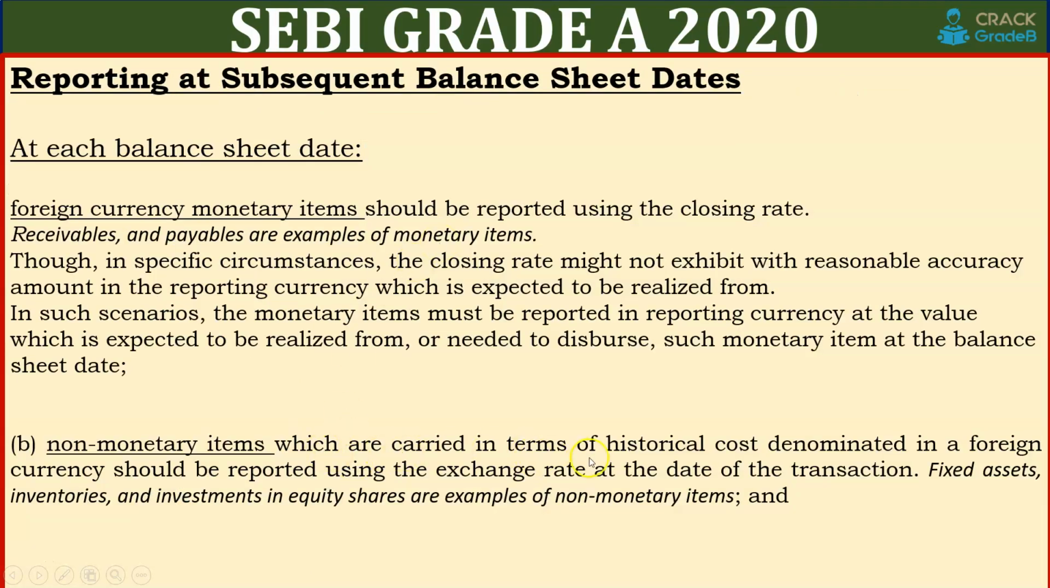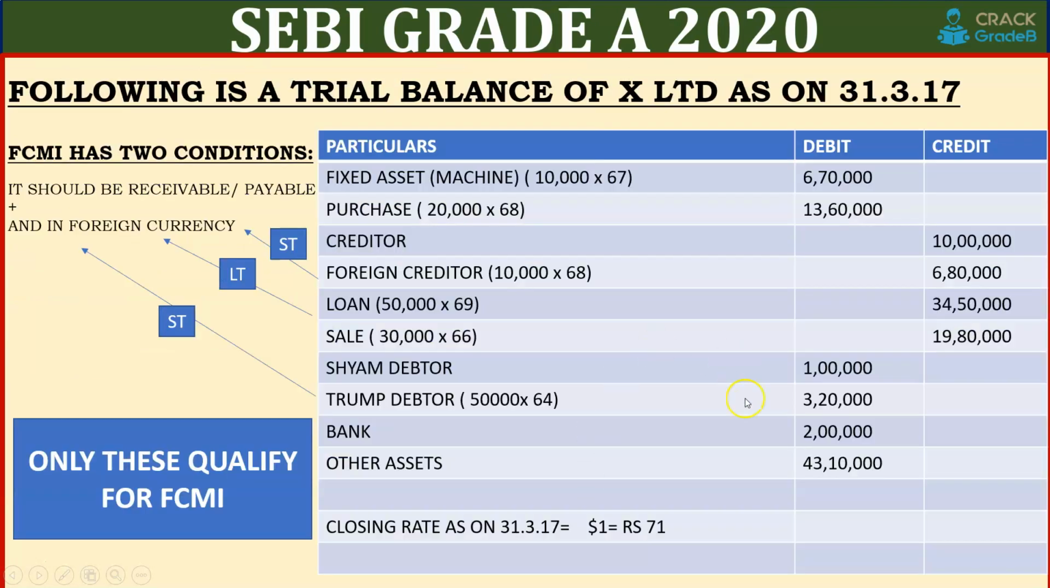These are carried in terms of historical cost denominated in a foreign currency, and should be reported using the exchange rate at the date of transaction. So fixed assets, inventories, investments, these are all examples of non-monetary items, and जिस rate पे they have been shown, उसी rate पे we need to carry them. मतलब अब ये हो गया, purchase तो हो गया, इसका कोई future implication नहीं है, so we will carry them at the same rates, that is over here in the Indian rupee or the reporting currency.